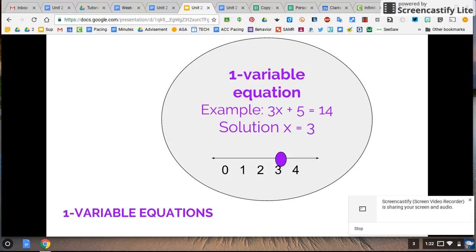Now, it is possible to have no solutions or all real numbers. We typically don't see that. So typically we see one point. If we were going to put this on the number line, we would just put a closed circle at the number 3 to let everyone know that 3 is the only number that can make that equation true.